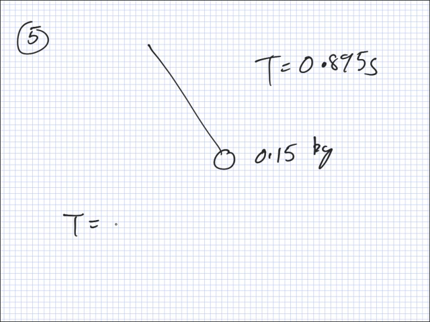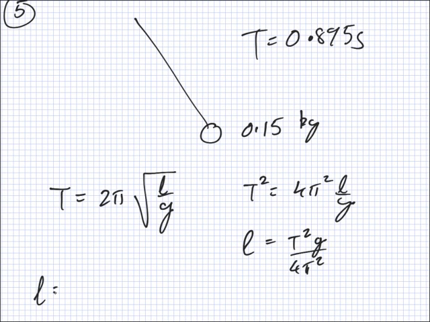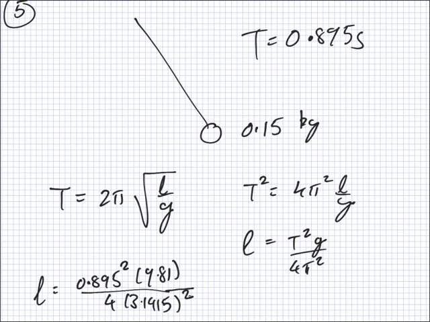It's the T equals 2 pi root L over G. And we're looking for the L here. So what I'll do is I'll just say that's T squared equals 4 pi squared L over G. So the L is T squared times G over 4 pi squared. So here we get the L is 0.895 squared times 9.81 over 4 times 3.1415 squared. So if we hit all that in on the calculator, we get our answer for 2 marks.